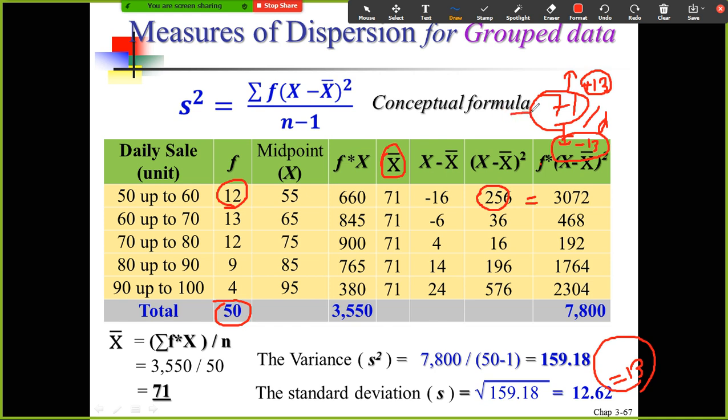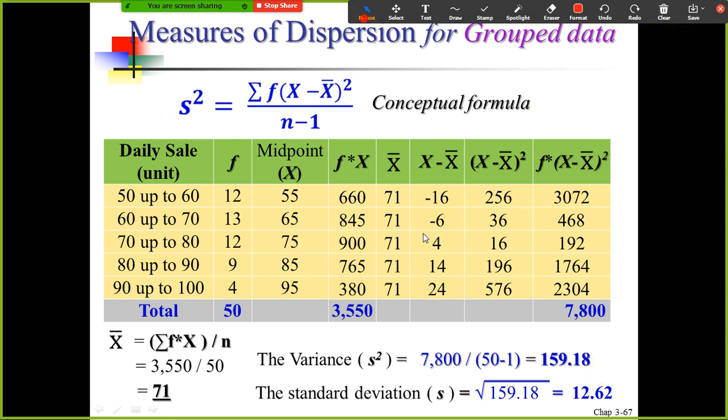Okay, first you need to find the average, and then find one standard deviation. So plus one standard deviation and minus one standard deviation. This is referred to as a good seller. This is referred to as a low ability seller. So this is the result from using the conceptual formula.